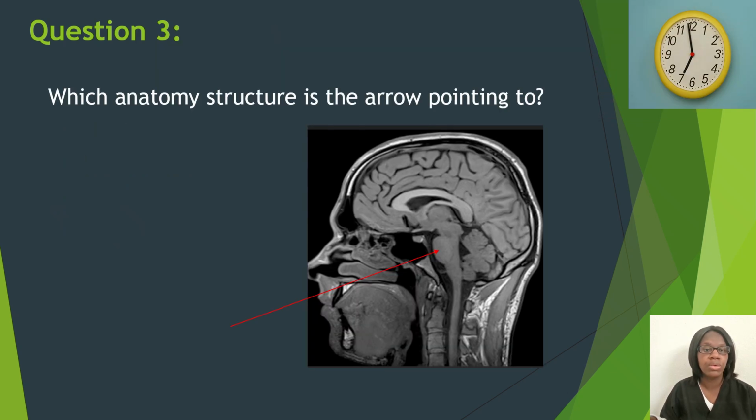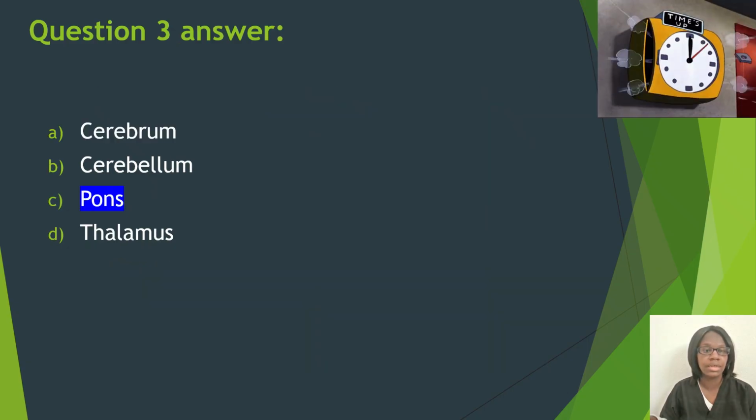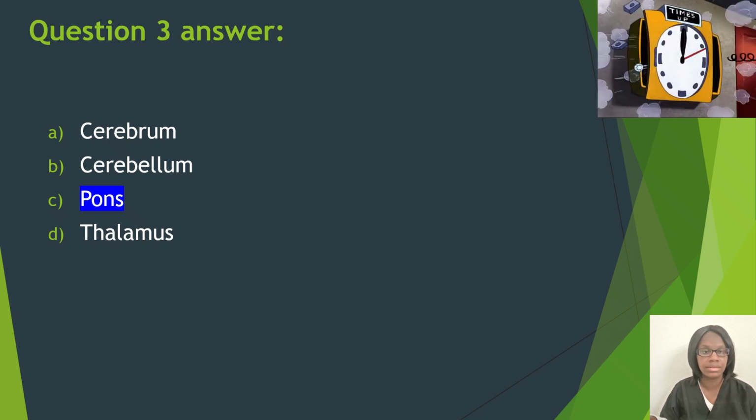Question three, which anatomy structure is the arrow pointing to? A, cerebrum, B, cerebellum, C, pons, D, thalamus. All right, the correct answer is C, pons.